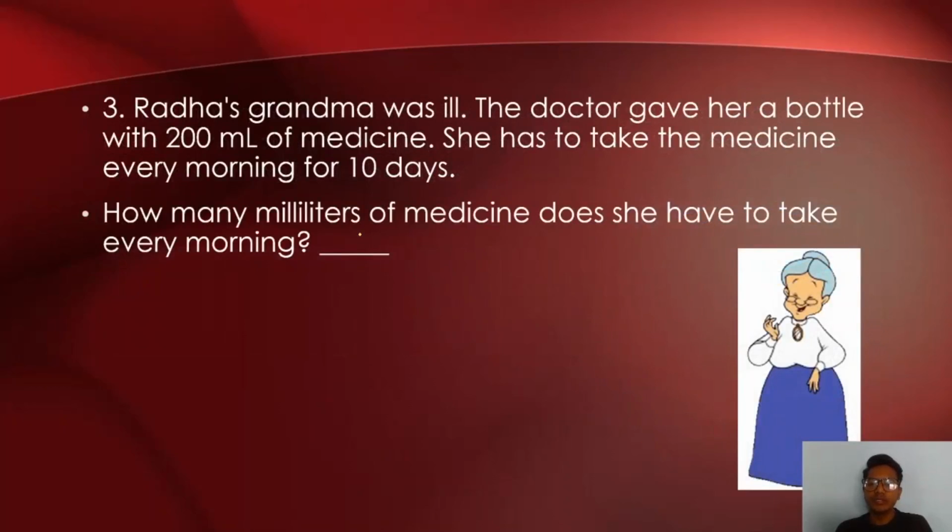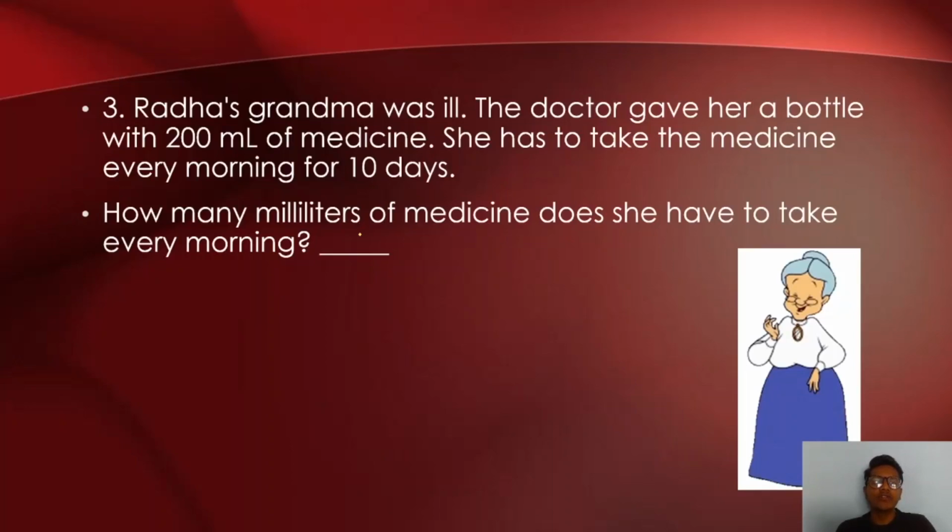The next question is, Radha's grandma was ill. The doctor gave her a bottle with 200 ml of medicine. She has to take the medicine every morning for 10 days. So Radha's grandmother is ill. Now the doctor gave her a bottle of 200 ml of medicine, which she has to take every morning for 10 days. How many milliliters of medicine does she have to take every morning?